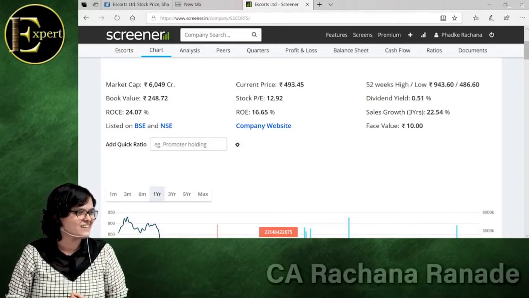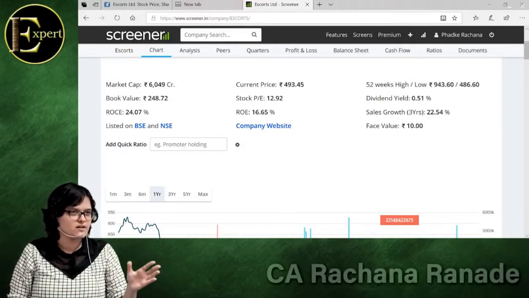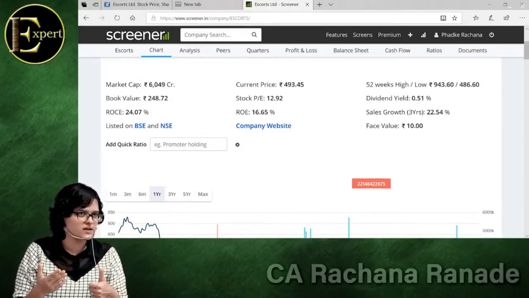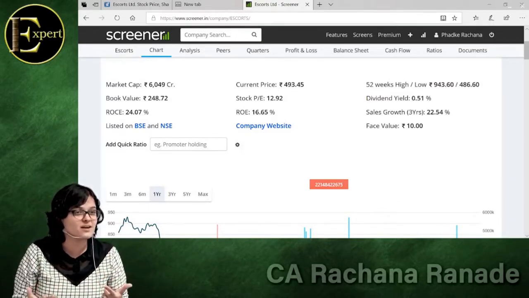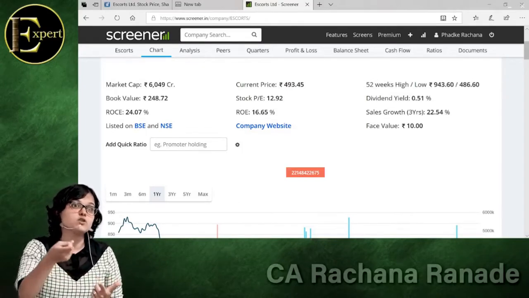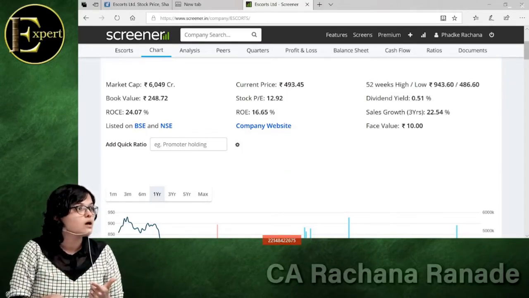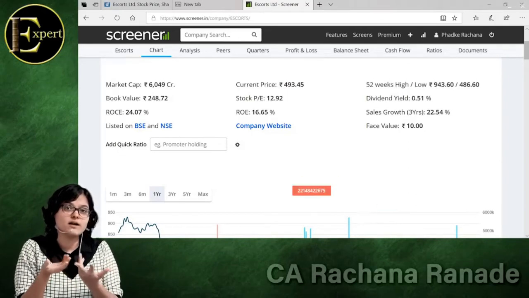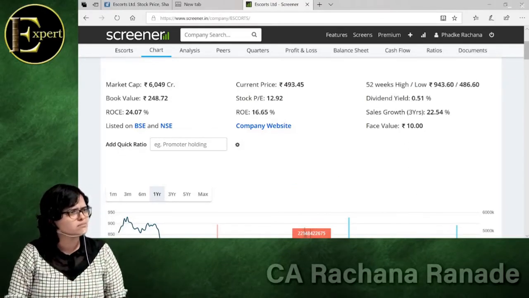So the thumb rule is: a higher current ratio is a better sign, but you also have to understand why the current ratio is higher. If it is higher because of higher inventory, then it's not that good. If it is high because current investments are high, then it's good, no problem.